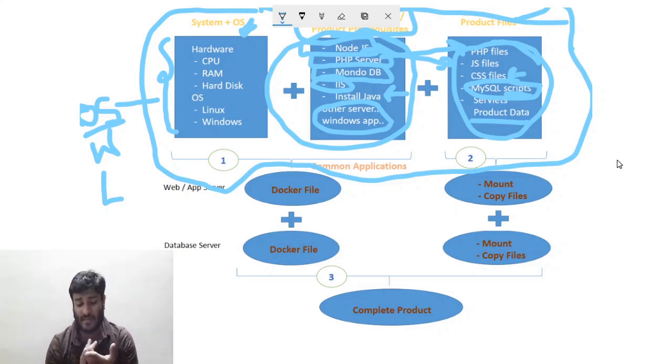Now, this was to be done by the developer. This was to be done by the tester. This was to be done by the DevOps engineer. This was to be done by any other person. So this was the same thing which was done by everyone.